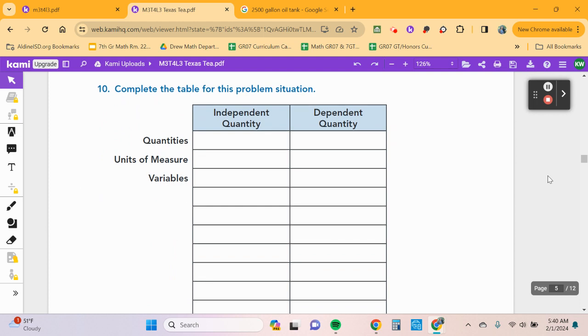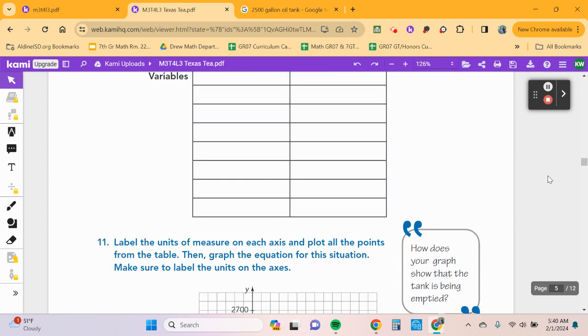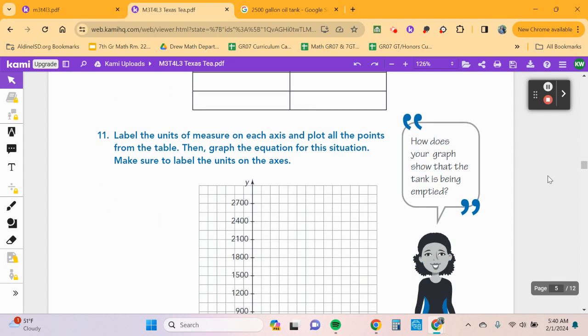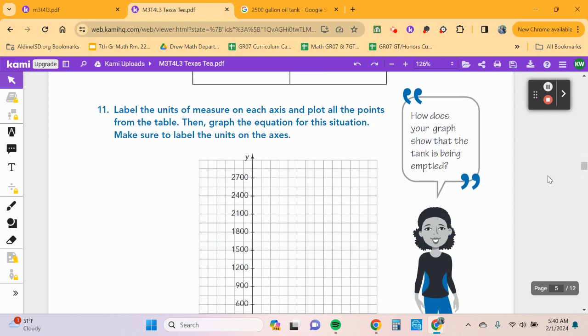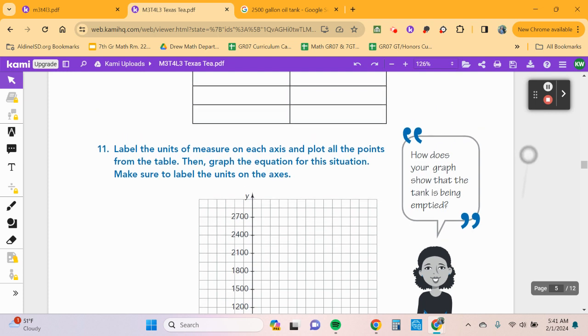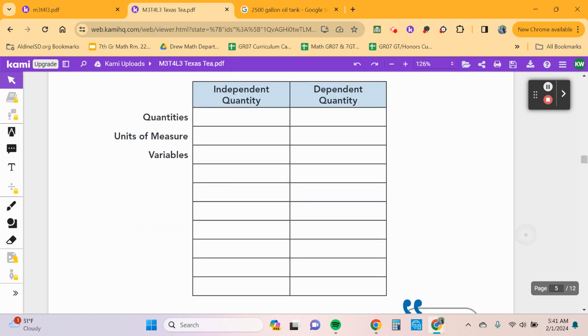Alrighty, question 10. Complete the table for this problem. So on this page, we are completing the table and also, let's keep scrolling, we are also completing 11, which essentially tells us to graph what we just put in the table. So I will help you get started by first filling in the quantities, units of measure, and a couple of those values that we got from our work in 6, 7, 8, and 9.